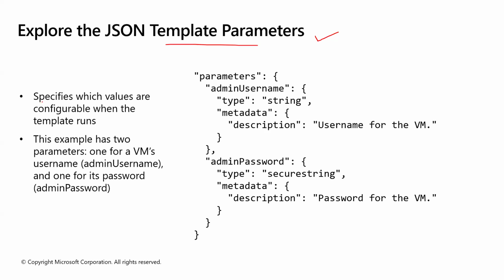So what is this parameter? It specifies which values are configurable when the template runs. The moment I upload the template, which ones do you want as parameters? For example, the virtual machine username and password. I cannot use the development system's, right? I want to use my own ID and password for the production environment. That's where the parameters come in, right?